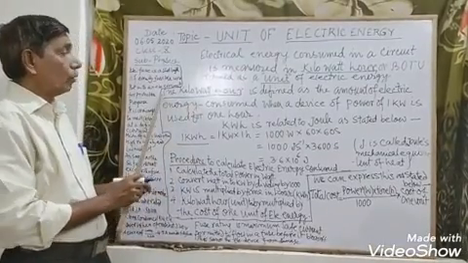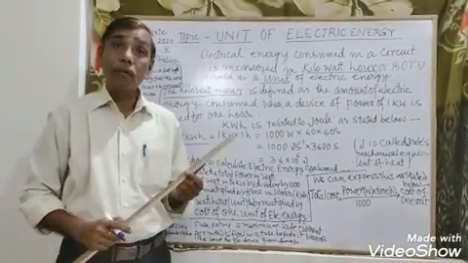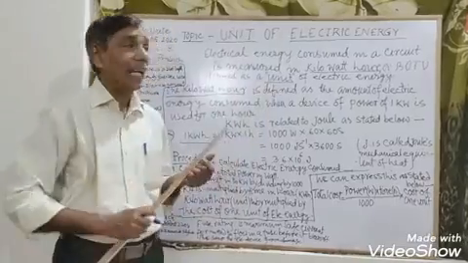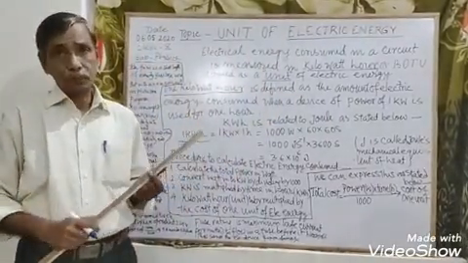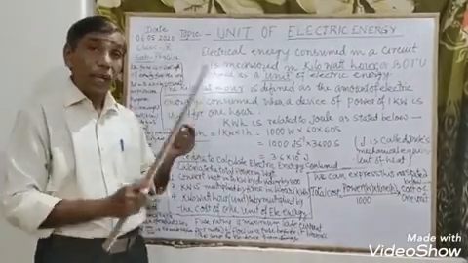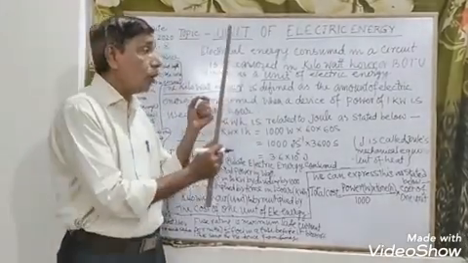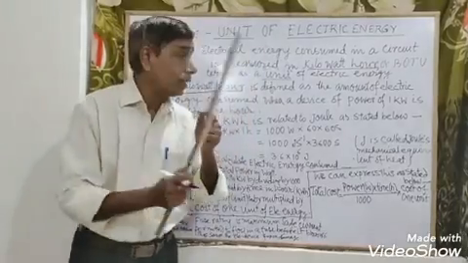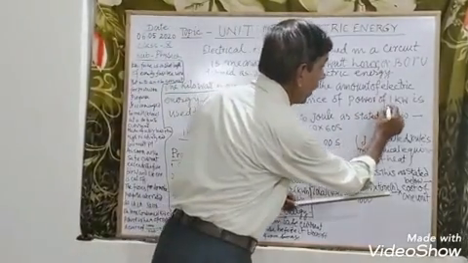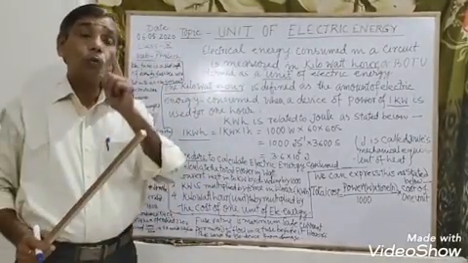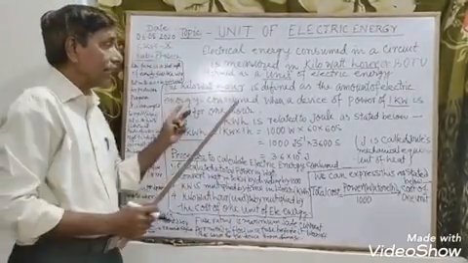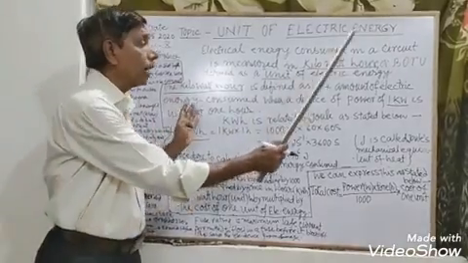I repeat again, 1 kilowatt hour is defined as the amount of electric energy consumed when a device of power of 1 kilowatt is used for 1 hour, and that is known as kilowatt hour.